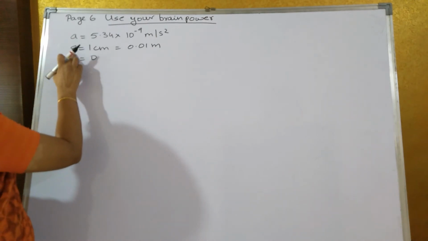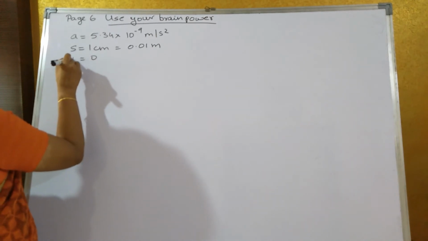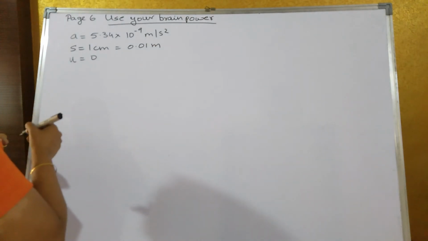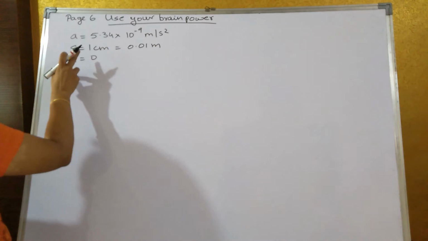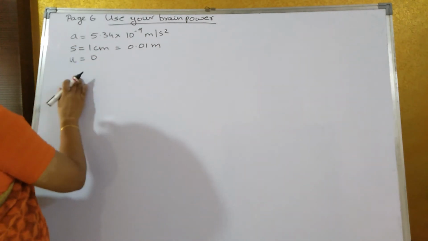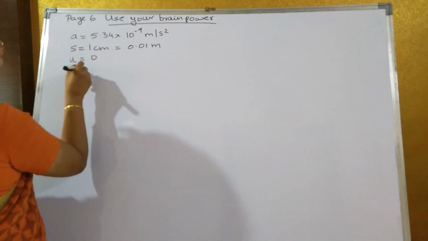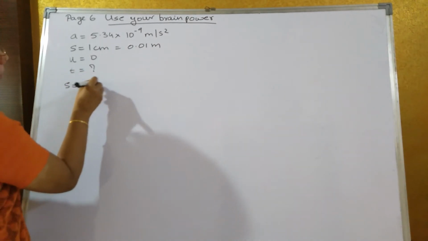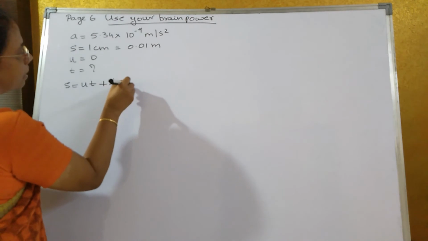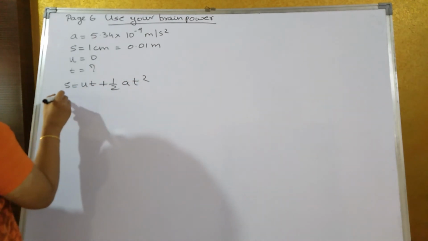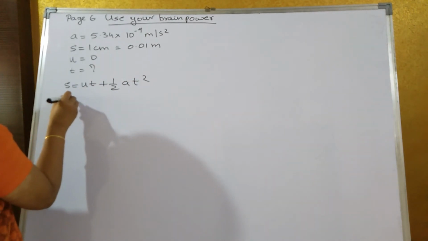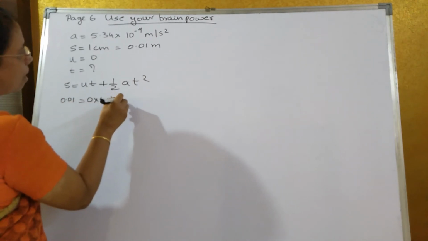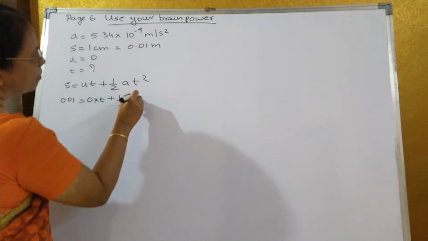Initial velocity u is equal to 0. You have to find the time taken for Mahendra to move 1 centimeter towards Virat. So we have to find t over here. Now S is equal to ut plus half at square. So 0.01 is equal to u, which is 0, into t plus half into a, which is how much?